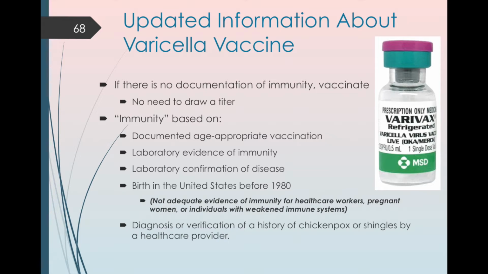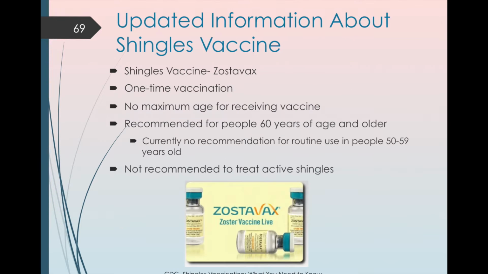Birth in the United States before 1980 is listed here as well, but this is not adequate evidence of immunity for healthcare workers, pregnant women, or anyone with a weakened immune system to say they were born before 1980, so we're going to consider them immune. Immunity is also based on diagnosis or verification of a history of chickenpox or shingles by a healthcare provider.